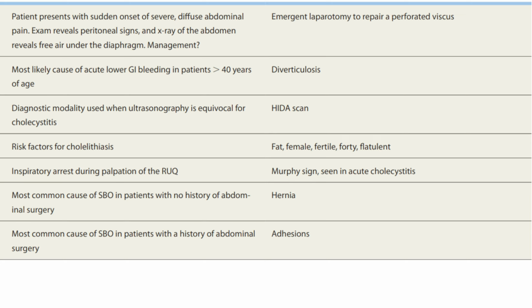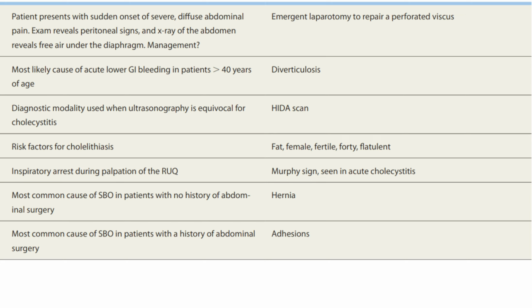If the patient has air under the diaphragm in the X-ray, that is a sign of a perforated viscus. The most likely cause of acute lower GI bleeding in patients over 40 is diverticulitis.